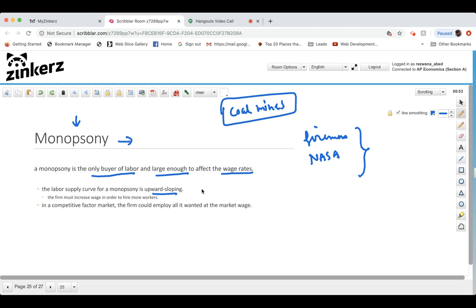Okay, and this is of course very different from the perfectly competitive labor market, because in the perfectly competitive labor market, the labor supply curve was a perfectly elastic horizontal line. Which means that they didn't have to increase wages in order to attract more workers. They could pay everybody the market wage rate and hire as many people as they wanted.